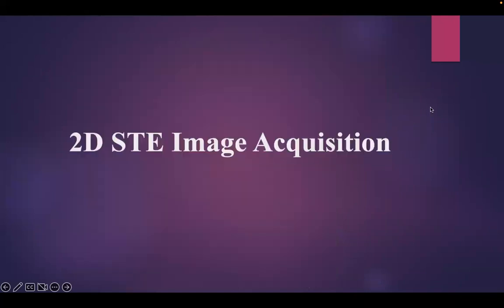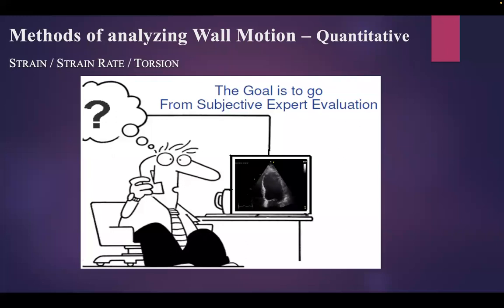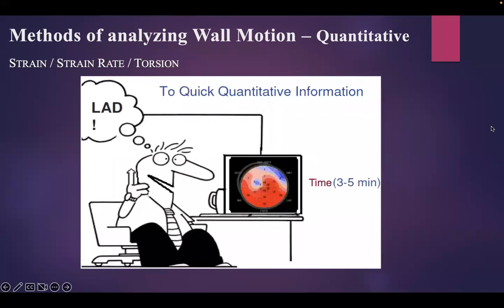We see the movement of these speckles. So in 2D speckle image acquisition, the goal is to go from subjective expert evaluation, that is from eyeballing, to quantitative information, to quickly get quantitative information so that we can reduce the inter-observer variability of assessing wall motion abnormalities. And it's done very quickly.